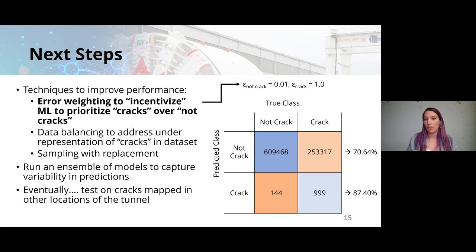And now what I'm going to do is test this algorithm on another location in the tunnel to see if it's well generalized. But I guess you're going to have to attend my talk at TAC to find out if that's what I did.